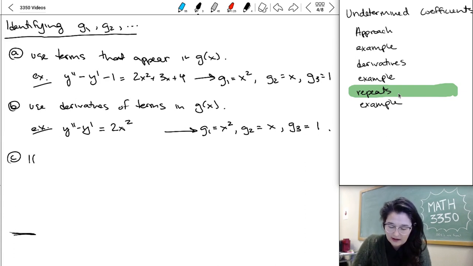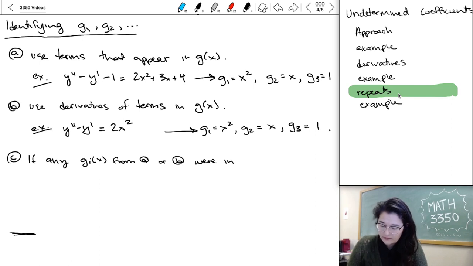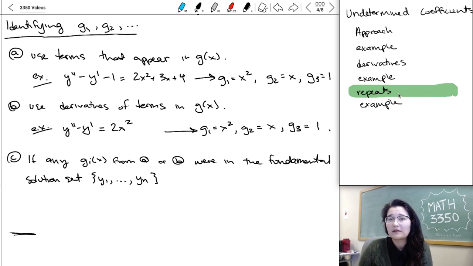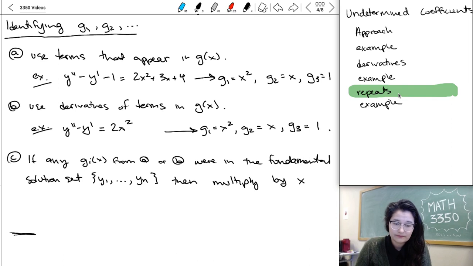And so our rule is going to be that if any of the functions g sub i of x we picked from doing part A or part B are part of the fundamental solution set, those y1 through yn, or alternatively, if they're things that would be the general solution to the homogeneous problem, then we can't use them in y sub p. And instead what we're going to do is multiply by x until you get a new function.